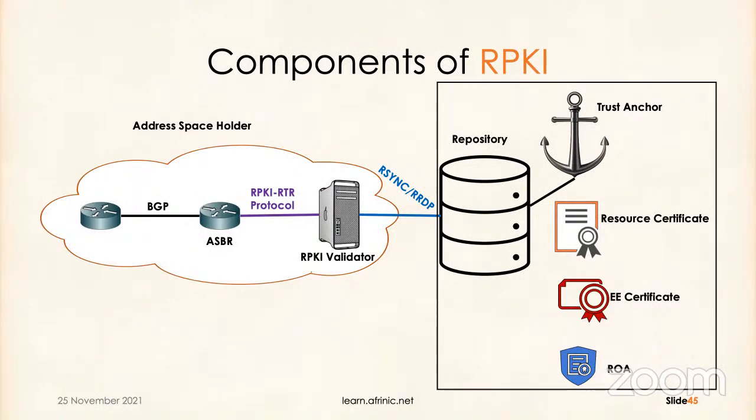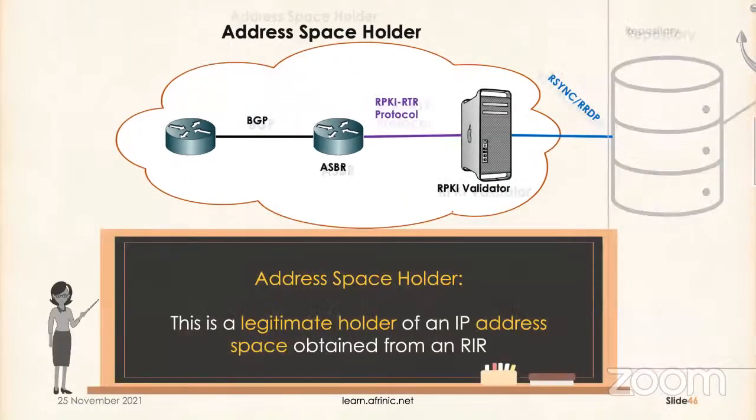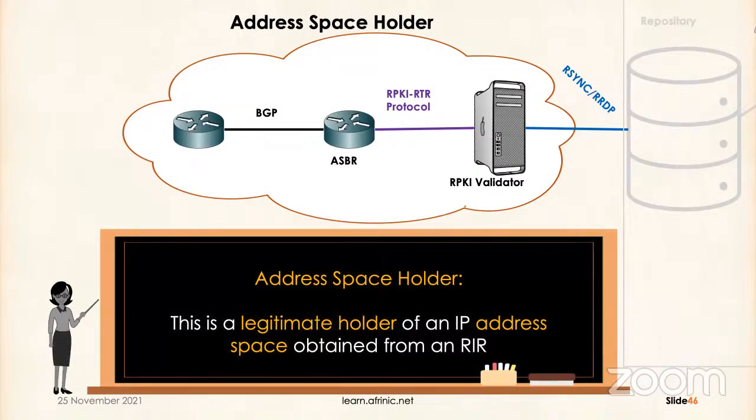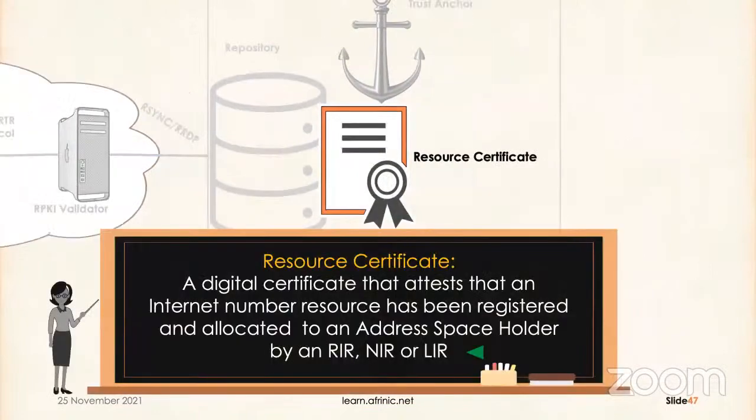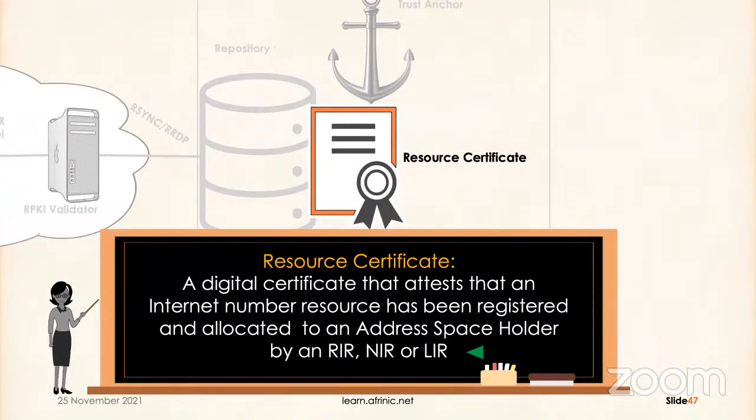The first one is the address space holder. Some of you here are from universities, some of you are from ISPs. So basically an ISP or university is the legitimate holder of an IP address space obtained from an RIR, and you don't want your prefix hijacked. You want to create a digital certificate that attests to the fact that you are the only one that can announce this prefix. This AS is the only one that can announce this prefix. So we have a resource certificate also, which was the first thing we talked about. This is a digital certificate that attests that an internet number resource has been registered.